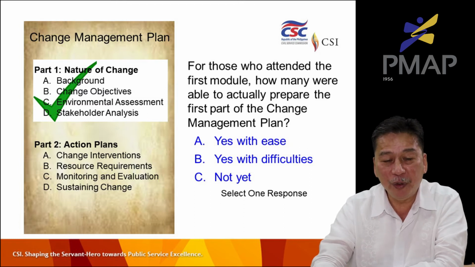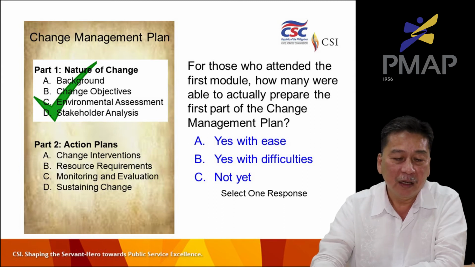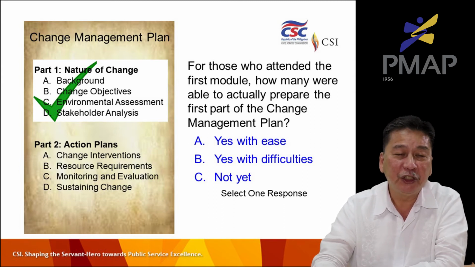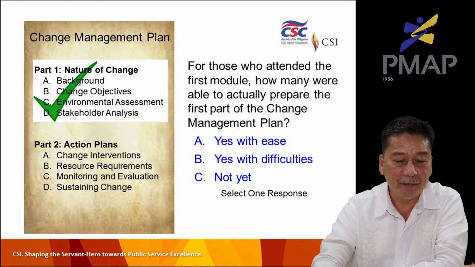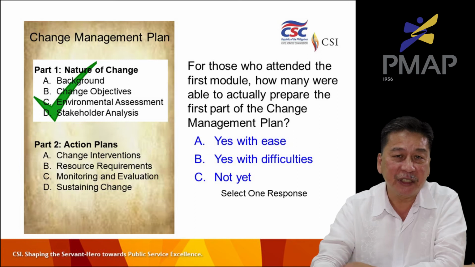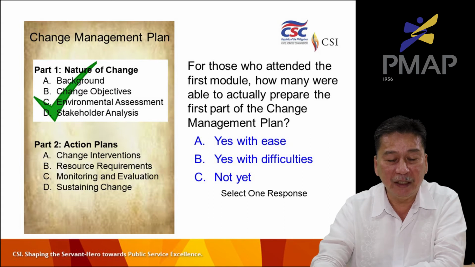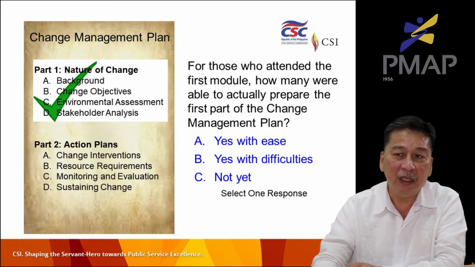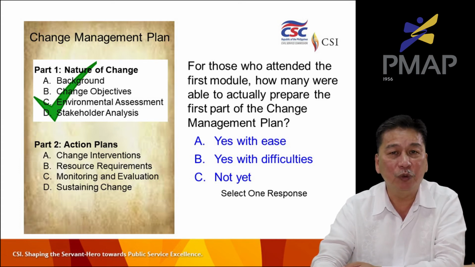Now for this module, we will look into action plans. And under the action plans, we will look into the change interventions. What is it that we need to do to build capability? We will also look into resource requirements, because capability per se will not be enough. We need to support the change that we are implementing. Then we need to look into monitoring and evaluation. And lastly, sustaining change. How do we make sure that as we achieve the change that we would like to implement, we will also be able to sustain them?